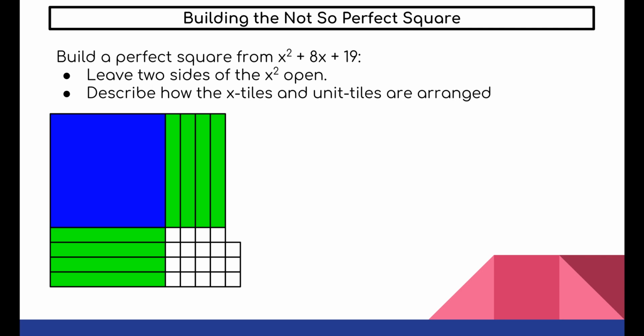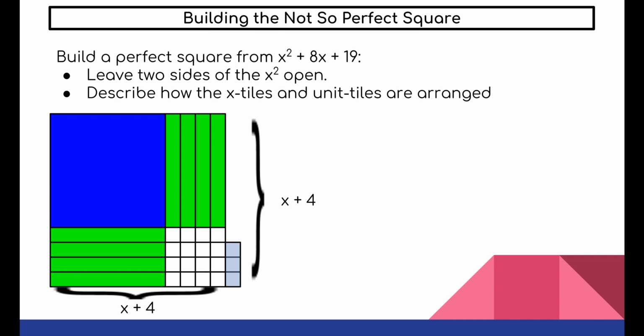Students may notice that they have 3 more unit tiles than they're supposed to have. And we'd ask them similar questions. So with the exception of those 3 tiles, what should this square be? What should those side lengths be? And they may notice that the side lengths should be a length of 1 x tile and 4 unit tiles, or x plus 4. But they have these 3 extras with which we don't know what to do.